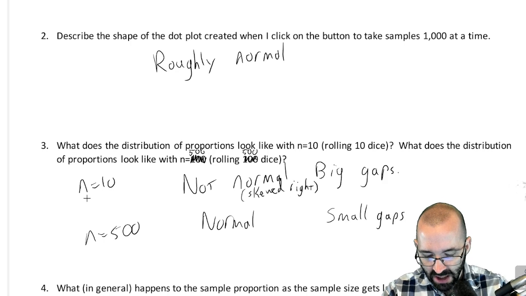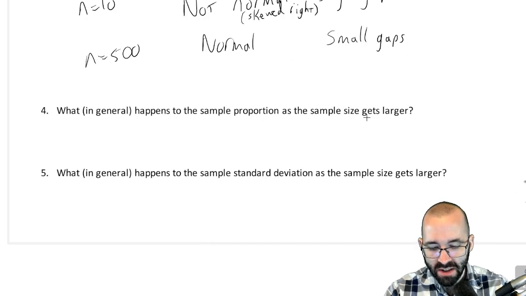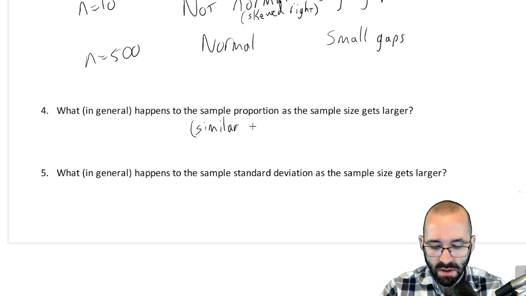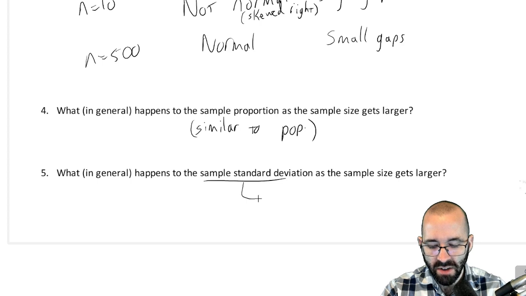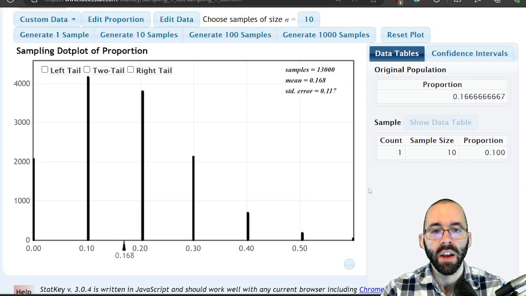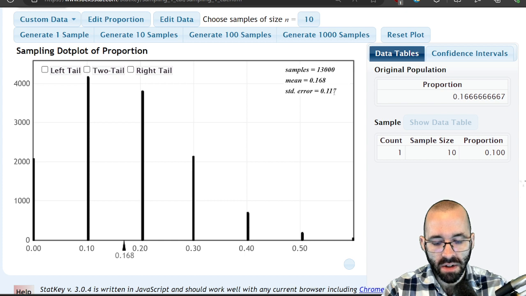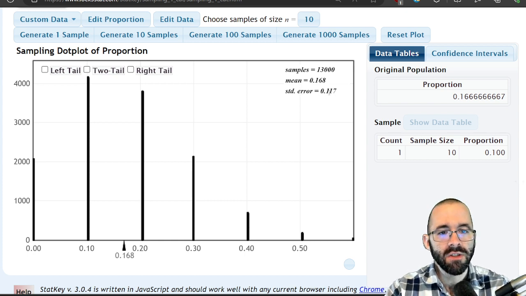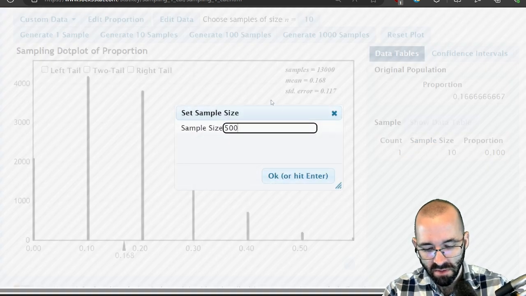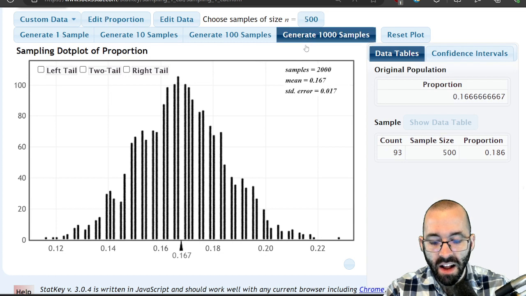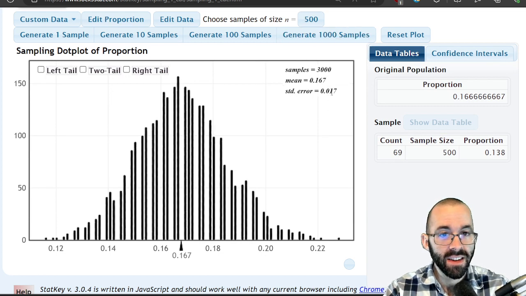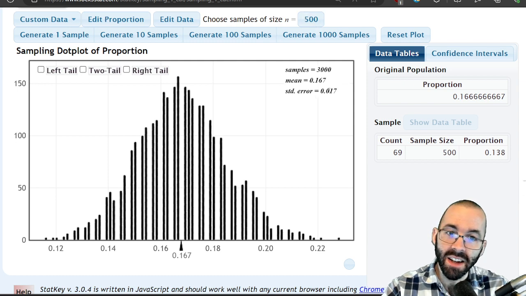All right. Great. What happens to the sample proportion as the sample size gets larger? And what happens to the standard deviation? Again, this is similar to the population. And as the sample size gets larger, the standard deviation gets smaller. Just like we had with means. Doing 10 dice, the standard error, which is the standard deviation, is about 0.117. If we look at 500 dice, that's much smaller than 0.117. In fact, like about 1/10 as big.